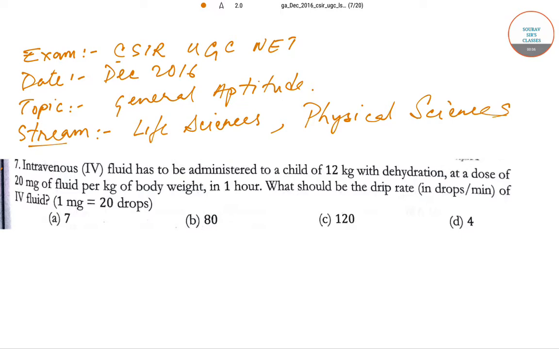Today we'll be solving the CSIR UGC NET questions from the December 2016 paper. We'll be solving the general aptitude questions from the life sciences and the physical sciences paper.